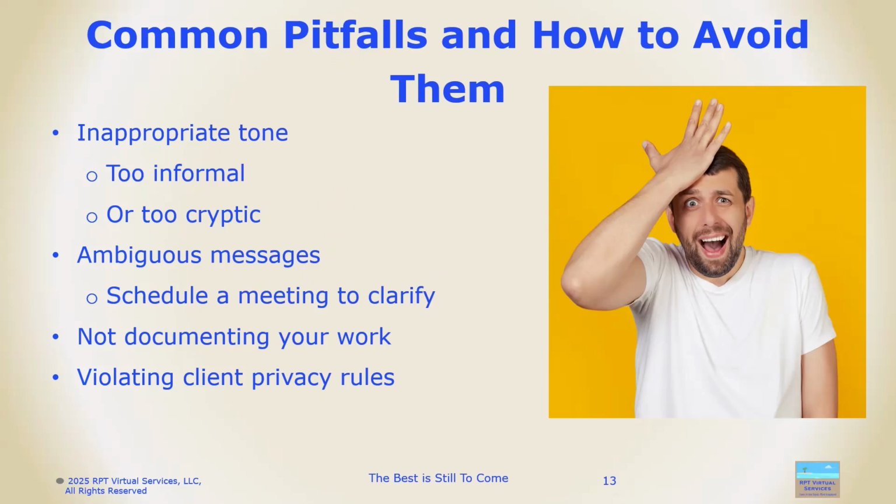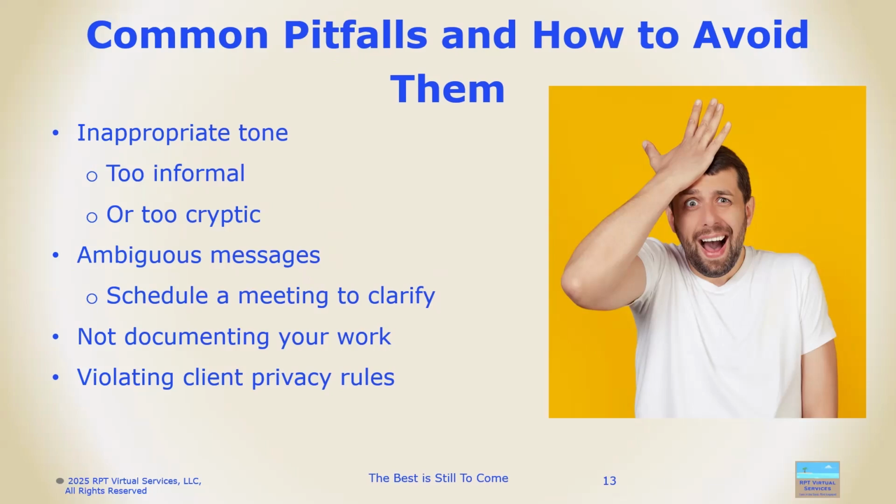Avoid ambiguous messages. Especially if the client gave you a message that you think is ambiguous, schedule a meeting to clarify. You don't want to let things hang and then find out, a week later, the client's not happy with your work because you misunderstood what they were asking for. So don't let ambiguous messages hang around. Another common pitfall is not documenting your work. If you don't document your work, Upwork can't help you if there's any problems with the contract.